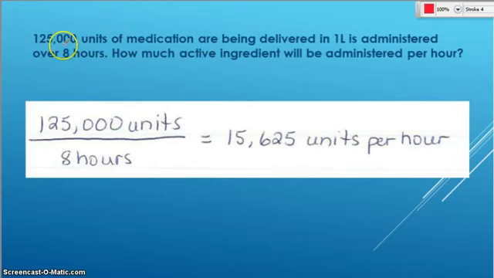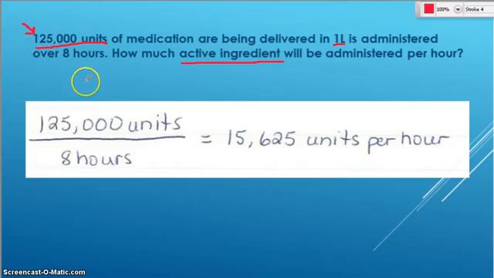Our next one shows we have 125,000 units of medication being delivered in 1 liter. So that means the medication is in a liquid, a quantity of 1 liter. And we want to know how much is going to be administered per hour of that active ingredient. So we want to make sure we are identifying the piece that they're asking for. In this case, it's active ingredient. So that's the actual drug. So that's this 125,000 units. So that's what went on top. And then what went on bottom was our hours.